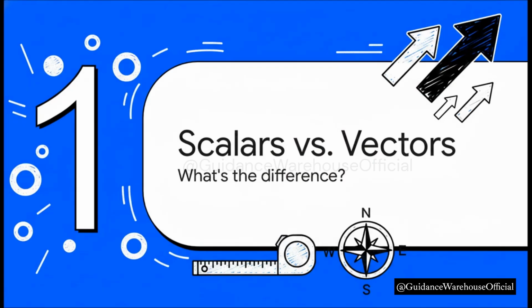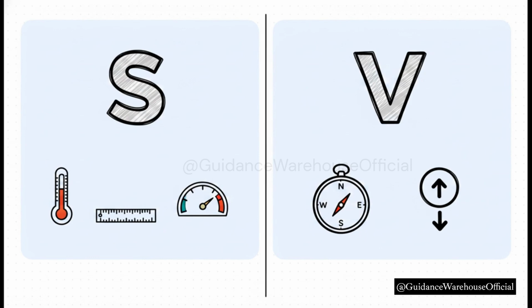But before we can find that shortcut, we have to get one really fundamental concept straight, and that's the difference between scalars and vectors. It might seem like a small detail, but trust me, it's the foundation for everything else we're going to talk about. So, on one side, you've got scalars. These are super simple. They're just a number, a magnitude. How hot is it outside? 20 degrees. How fast is the car going? 10 meters per second. Easy.